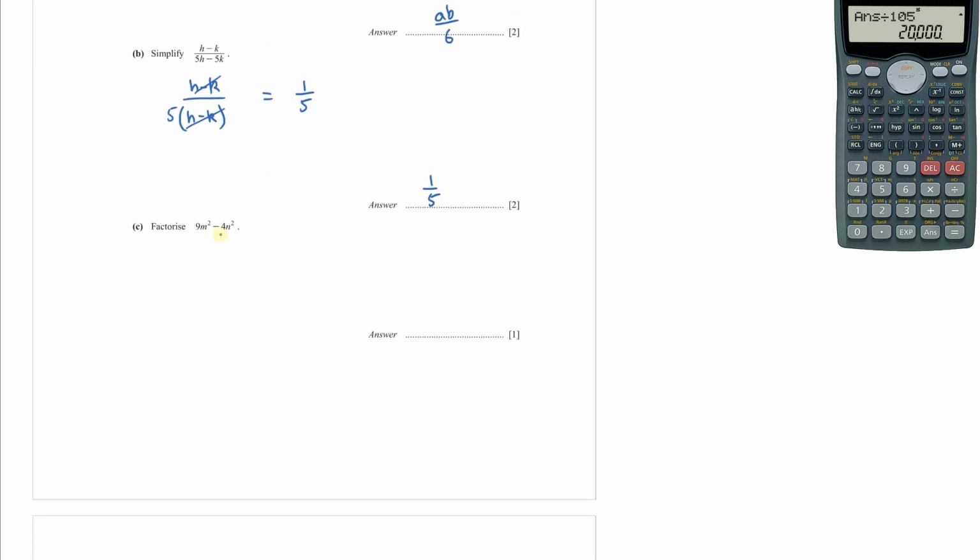This is 9m square minus 4n square. Since 9 and 4 are perfect squares, I can write this as 3m whole square, which is 9m square. And then this 4n square can be written as 2n whole square. And then I can use the formula a square minus b square equals a plus b into a minus b. So this will be 3m plus 2n multiplied by 3m minus 2n. So 3m plus 2n into 3m minus 2n.